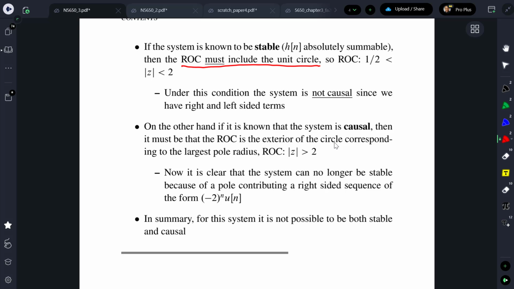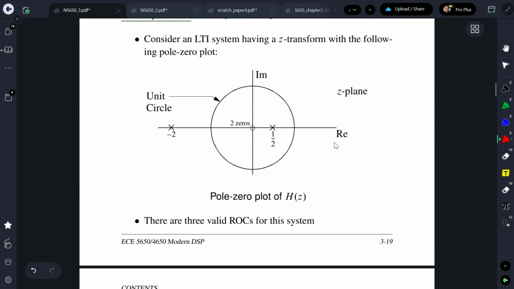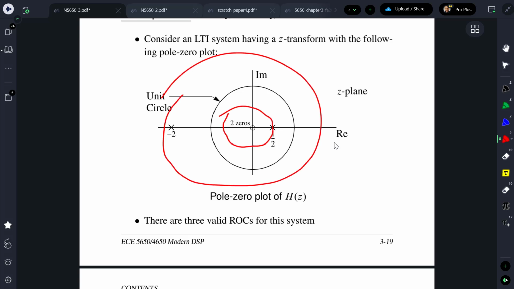Okay? So only the annular region solution is going to be stable, because that's the only one of these three possibilities that will. Just because it's contained within two poles, is that why it's stable? It's stable because the ROC contains the unit circle. Oh, okay, it's simpler than what you were thinking. It just has to contain the unit circle.